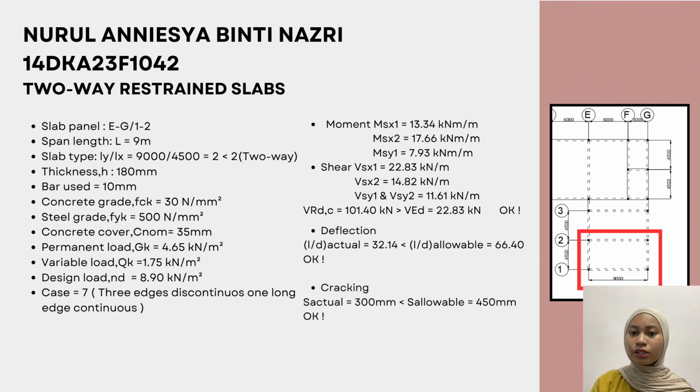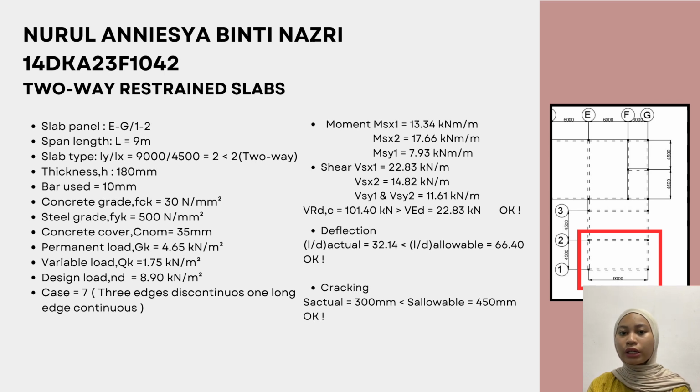So for shear check, shear demand is 22.83 kN per meter, and the shear capacity is 101.40 kN. The shear capacity is higher than shear demand, so the slab is safe. The fifth is deflection check, where the actual span to depth ratio is 32.14. The allowable ratio is 60.40, so the actual value is smaller than the allowable value, so the deflection is safe.